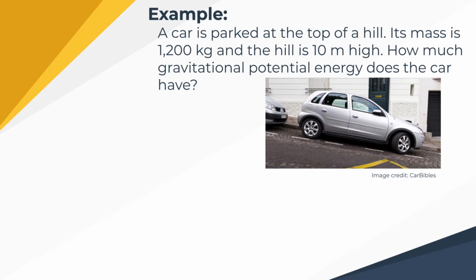Okay, let's get on to some examples. A car is parked at the top of a hill. Its mass is 1,200 kilograms and the hill is 10 meters high. How much gravitational potential energy does the car have?